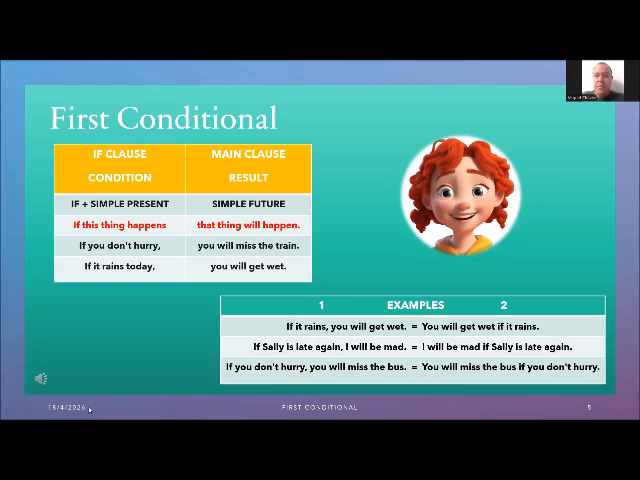If Sally is late again, I will be mad. I will be mad if Sally is late again. If you don't hurry, you will miss the bus. You will miss the bus if you don't hurry.